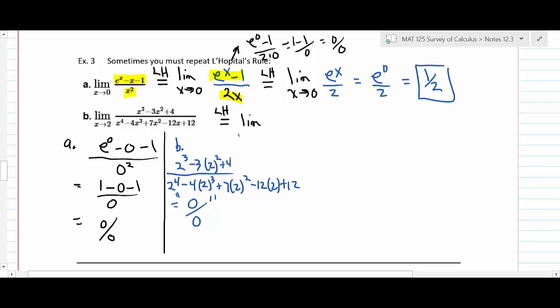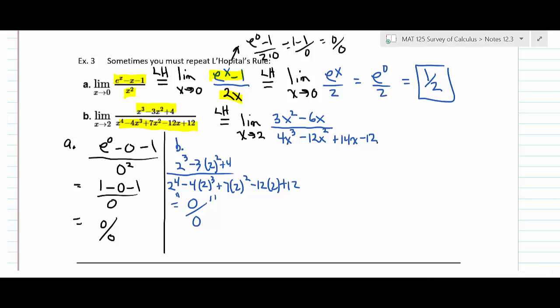So you want to go ahead and do L'Hopital's rule. These are polynomials, so they should be pretty straightforward derivatives. The numerator is 3x squared minus 6x. The denominator is 4x to the 3rd minus 12x to the 2nd plus 14x minus 12. And if you plug it in, I think you still have a 0 over 0. I know that's going to happen. You have a 0 over 0 again, so we're going to do L'Hopital's rule a second time.